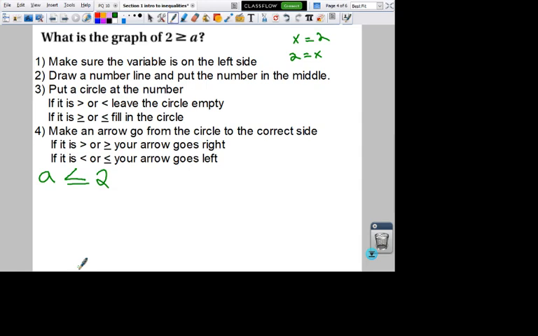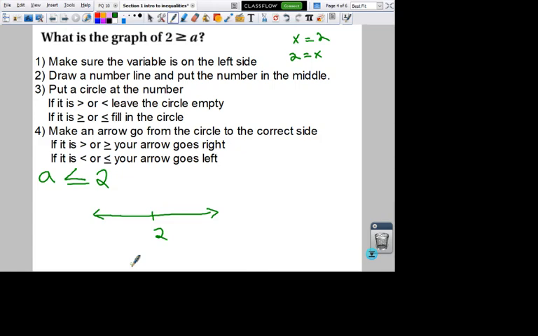Okay, so I've got my variable on the left, so I'm on step 2. We're going to draw a number line, and we're going to put our number in the middle. All you need for a number line, it doesn't have to be super intense. I'm going to have a flat line like that, and I'm going to put the number 2 in the middle of it. You guys probably haven't used number lines in a while, because you use them a lot in like 5th grade and middle school. But they're just the lines with all the numbers on them from small to big.